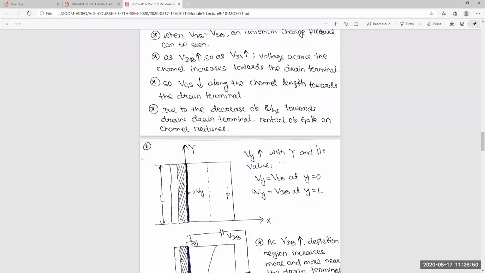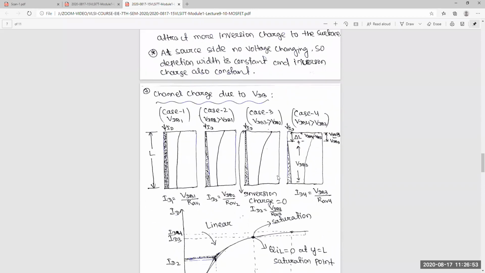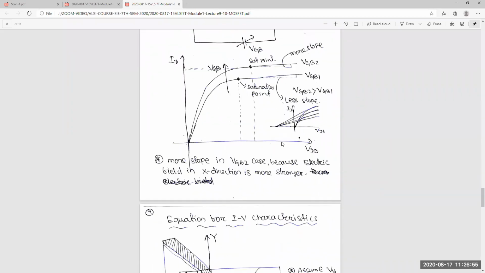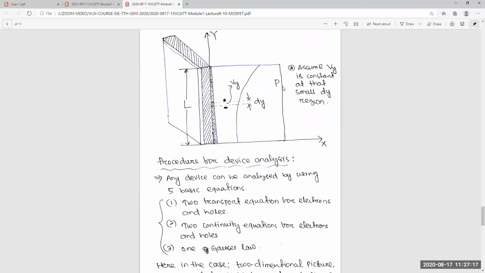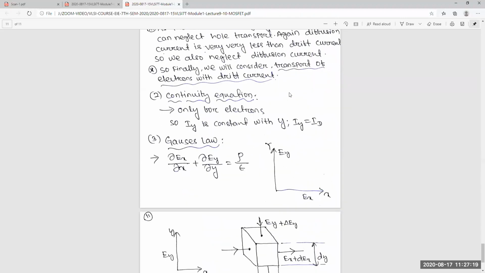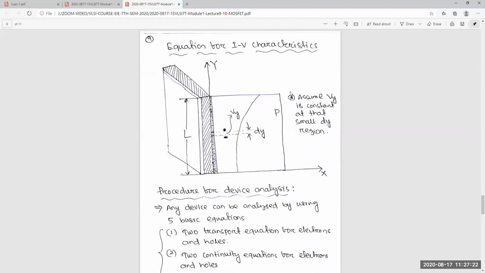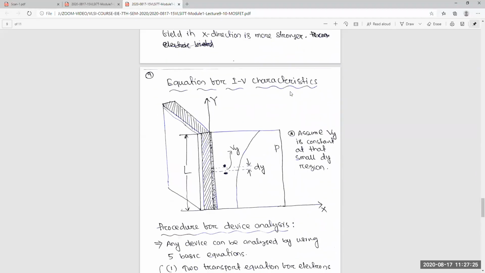So in this case also the early voltage will be there, sir. Here also early voltage, same type of things. So all will meet at one point. There is more slope in the VGB2 case because the electric field in this direction is stronger. So you can easily understand this. Not a problem. Now it's time. I expect everyone understood up to this. Yes, sir.